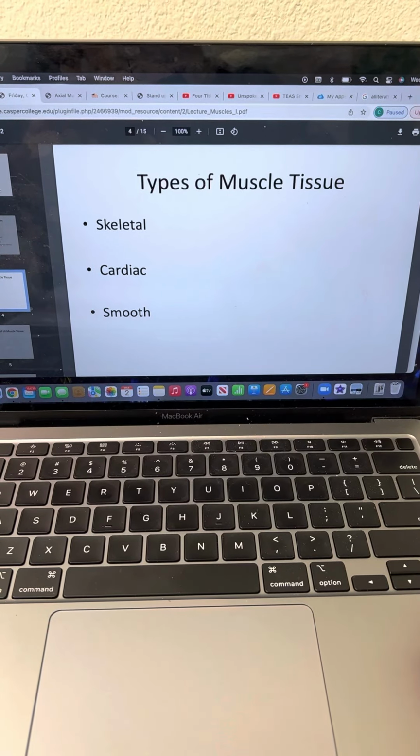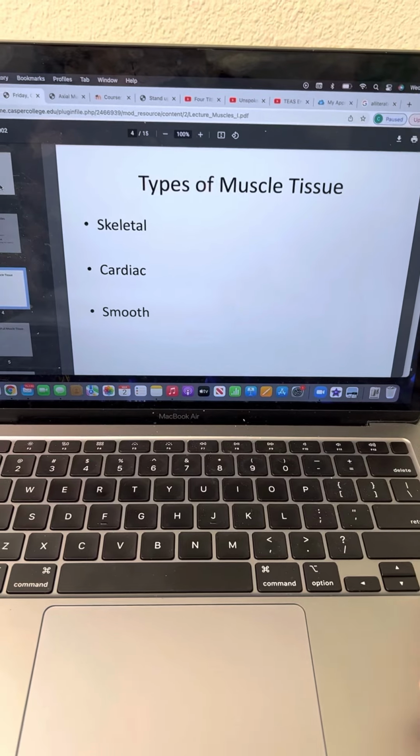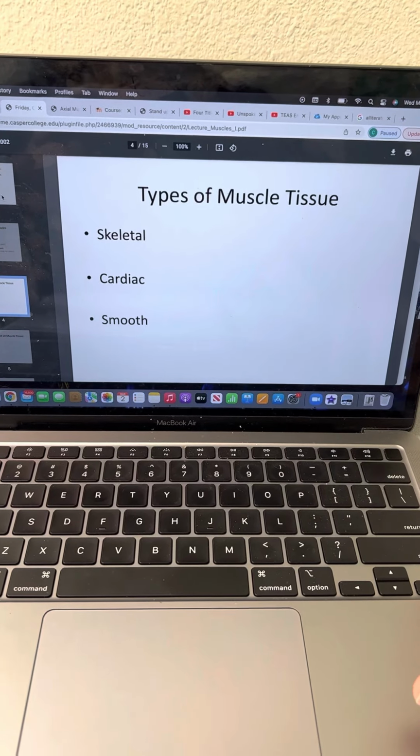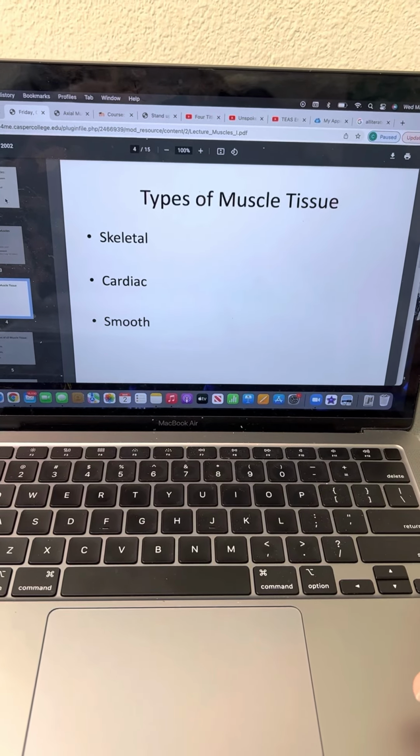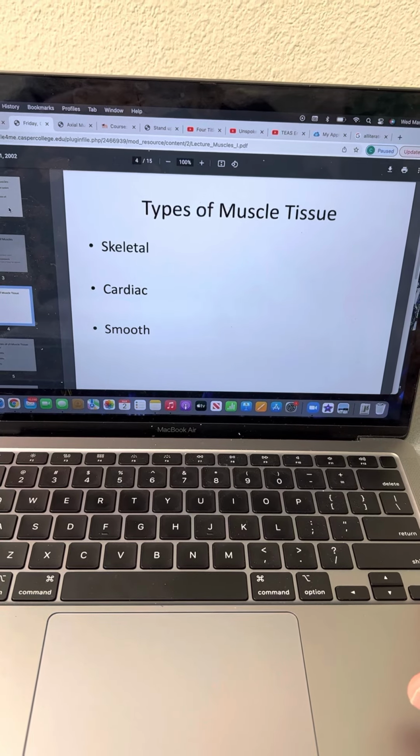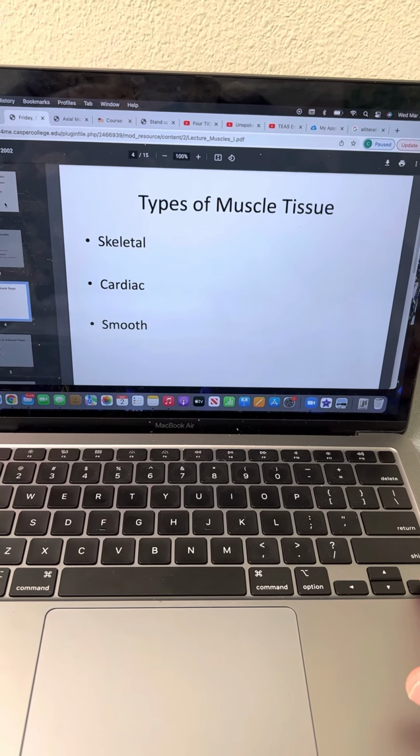Types of muscle tissues: skeletal muscle, cardiac muscle, and smooth muscle.